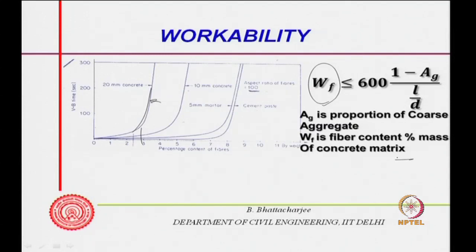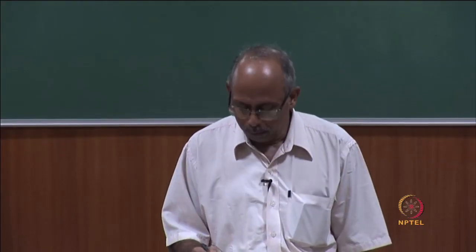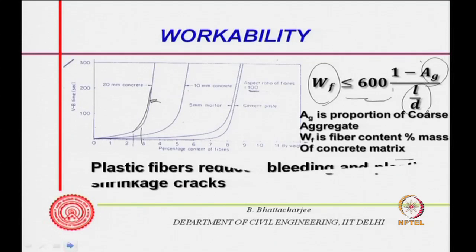An empirical formula for steel is given: the fiber content by mass or weight as a proportion of the matrix should be less than 600 times (1 minus Ag) divided by L by D. So with L by D higher, the fiber content you can withstand is lower, and Ag is the fraction of coarse aggregate in the system. The more coarse aggregate in the system, the less fiber it will tolerate. So it requires more mortar and more paste.